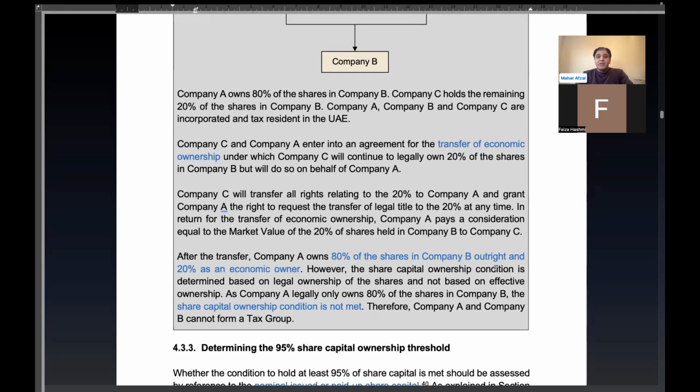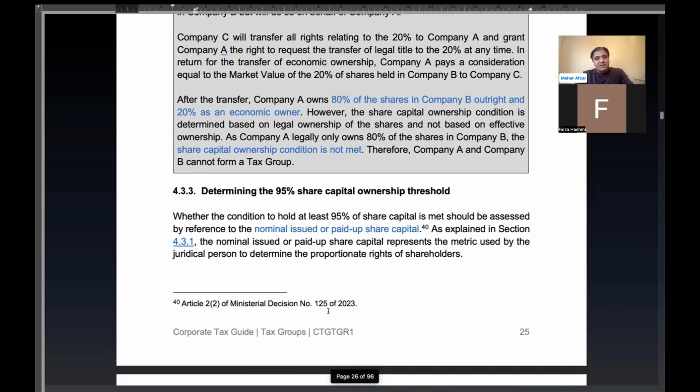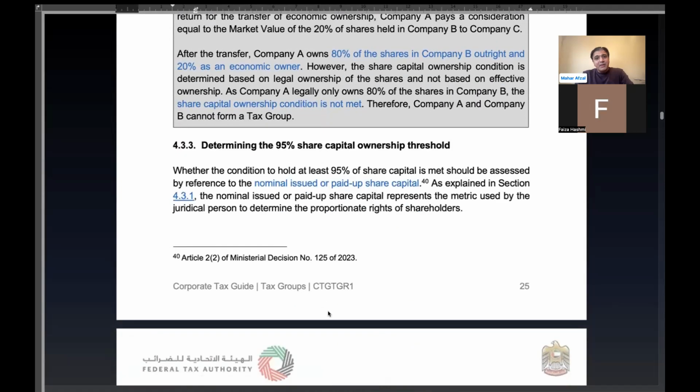However, the share capital ownership condition is determined based upon the legal ownership of the shares and not based upon the effective ownership. As company A legally owns only 80% in B, the share capital ownership condition is not met, as I mentioned earlier as well. So if you are transferring the beneficial ownership, it doesn't matter. Legal ownership is very important. If you are holding the legal ownership, then it will be considered. Otherwise, it will not be considered.